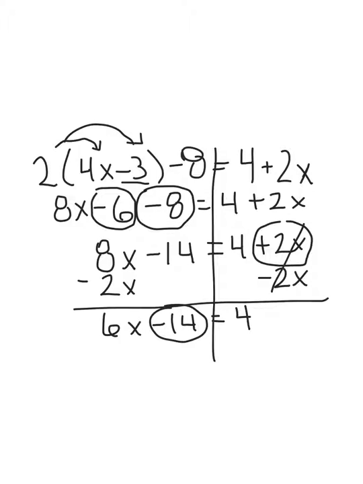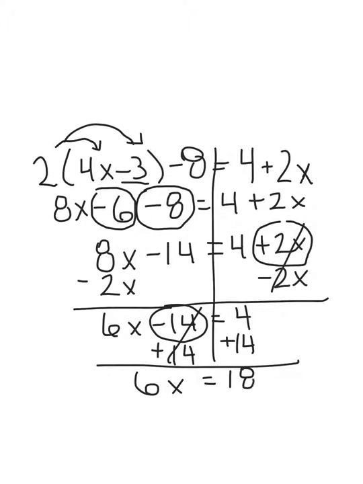I always tell mine to bring the operation before the number in as its sign. That's why I circled the minus sign. So it's a negative 14. Opposite is a positive 14. And 6x now equals 18. Last step, divide by 6, and your x will equal 3. The end.